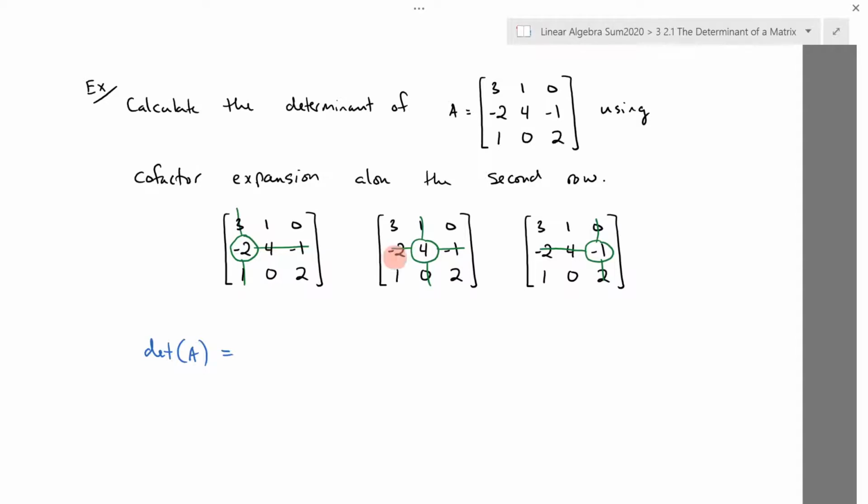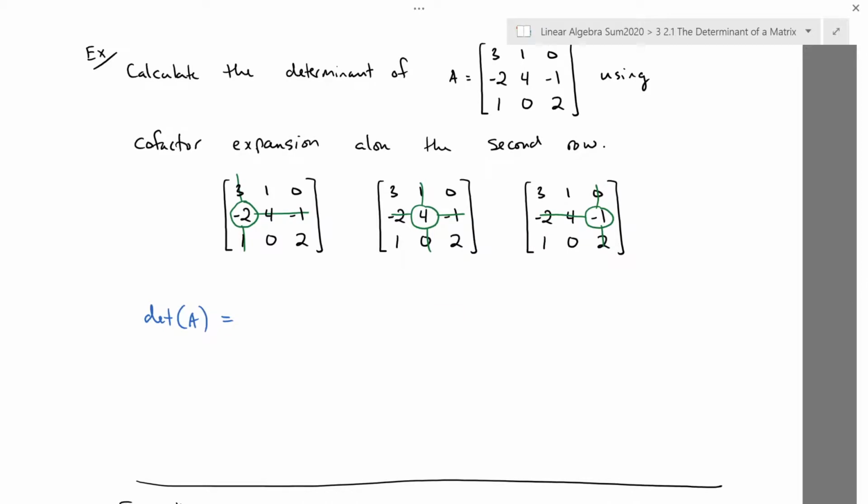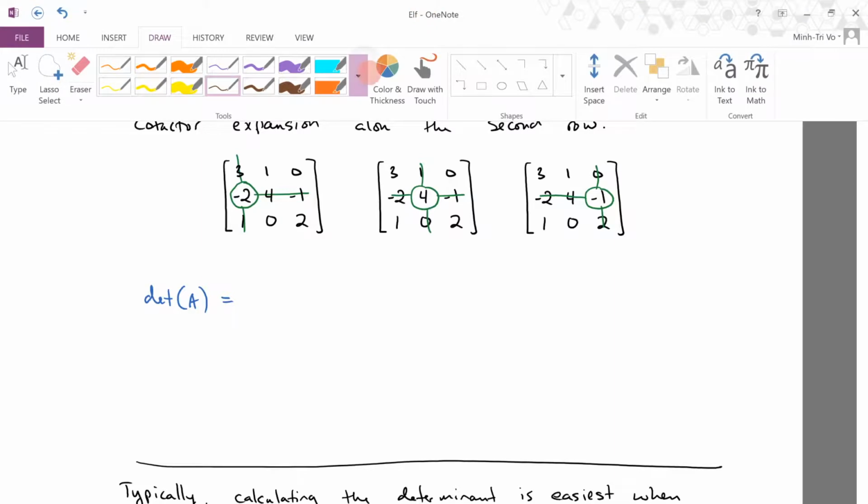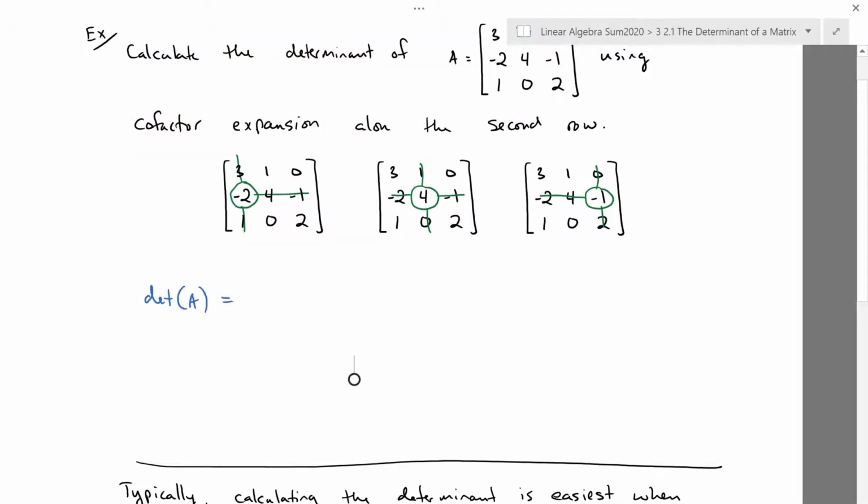Okay, so to save time, I've already visualized how to obtain the submatrices for each of the entries in the second row. So here, crossing out first column, second row. Here, crossing out second column, second row. And here, crossing out third column, second row. After visualizing this, now we can just set up the cofactor expansion. If you remember, the sign pattern for row 2 of a 3 by 3 goes minus, plus, minus.